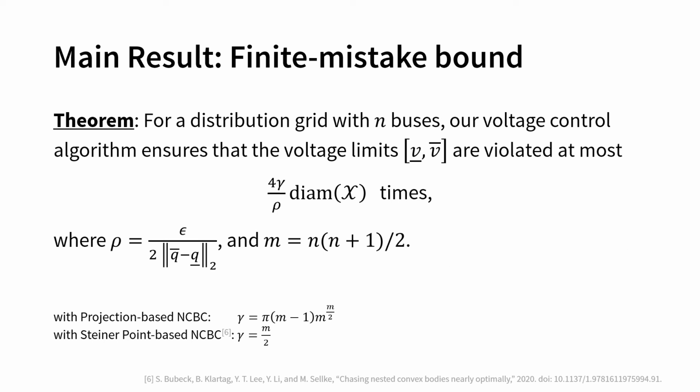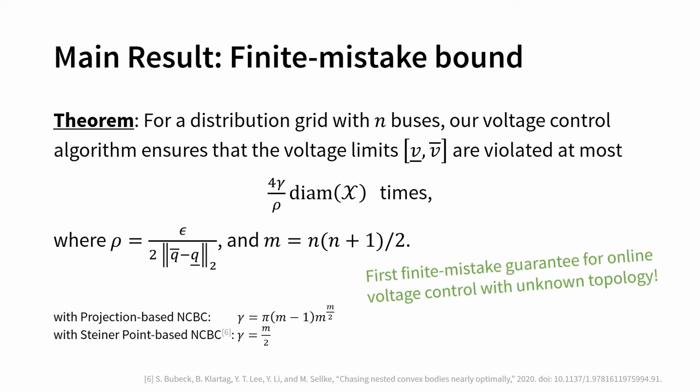To the best of our knowledge, this is the first such finite mistake guarantee for online voltage control on an unknown distribution grid topology. And again, unlike previous approaches, our algorithm only learns an approximation x hat of the true model x star.